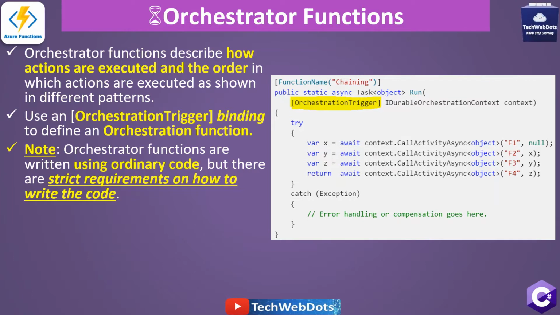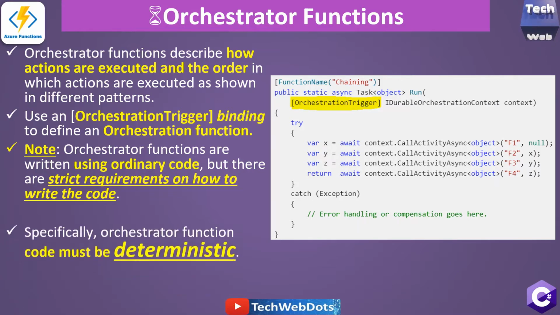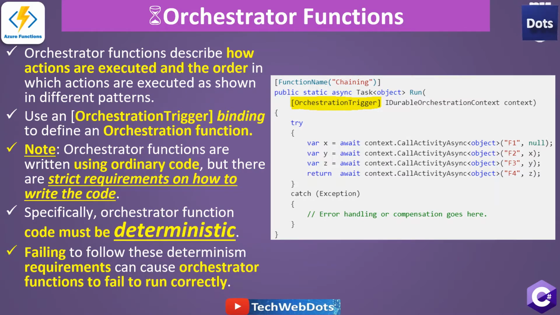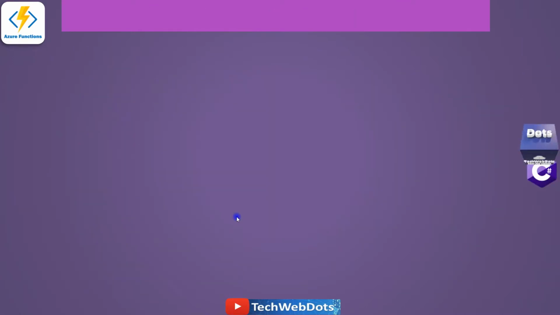Then there is one important note: orchestrator functions are written using ordinary code, but there are strict requirements on how to write the code. Remember, we are saying a strict requirement. Specifically, orchestrator function code must be deterministic. Now you must be thinking about what deterministic actually means, so we will discuss it in detail in the next slide. Failing to follow these determinism requirements can cause orchestrator functions to fail to run correctly. That's why these constraints are very important to understand.